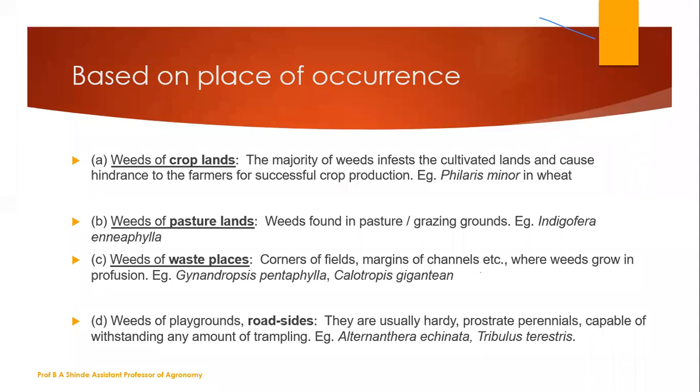Then the weeds of the playgrounds, and the roadsides or avenues. They are usually hardy, prostrate and perennial, capable of withstanding any trampling and any wear. Then Alternanthera echinata and Tribulus terrestris are the avenue weeds.